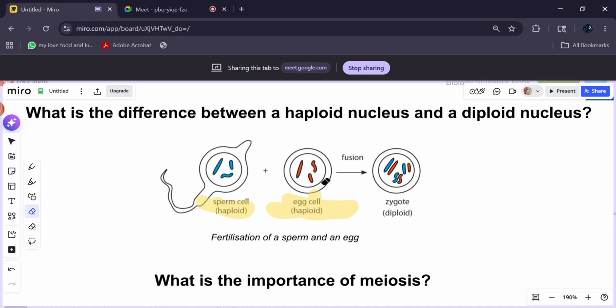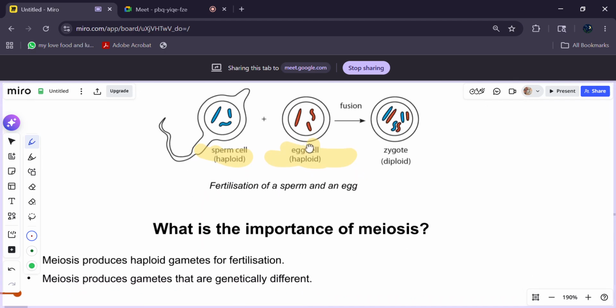Now you want the difference between a haploid nucleus and a diploid nucleus. A haploid nucleus only has a set of unpaired chromosomes, while the diploid nucleus has paired chromosomes. As you can see in the name, di means two. So just say a haploid nucleus has one set of unpaired chromosomes, while a diploid nucleus has a set of paired chromosomes.